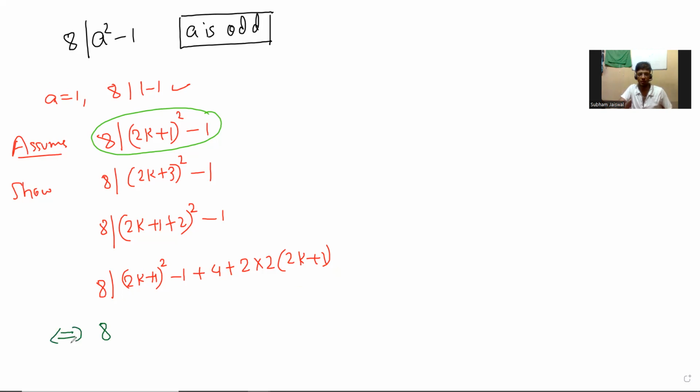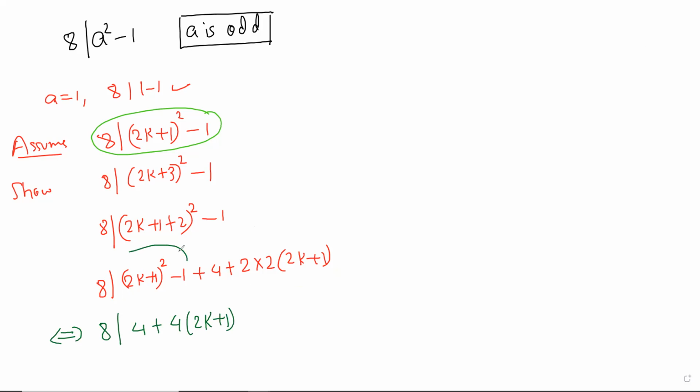I mean, this is just enough to show that 8 divides. Because that's what we have assumed, right? That's the point of assuming what we have assumed, right? 8 divides this, right? 8 divides this. And so we just need to show that 8 divides this one. How do we do that? Is this clear so far?